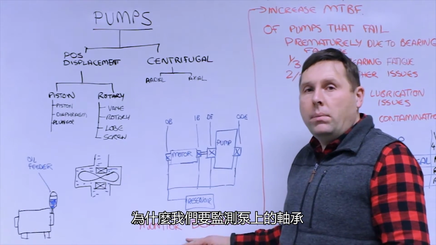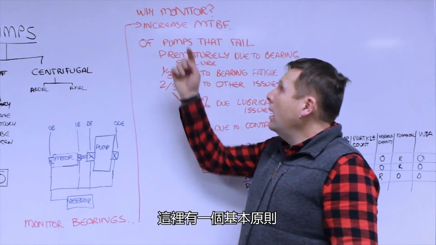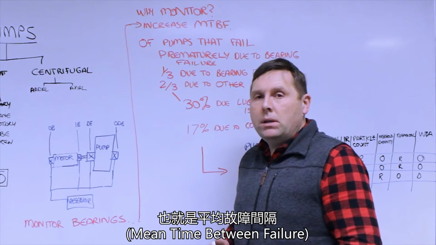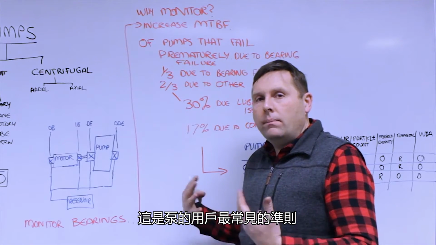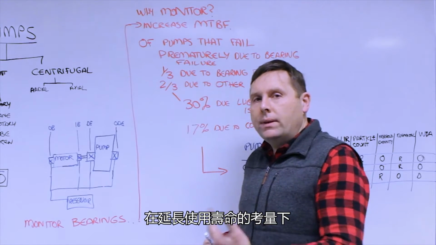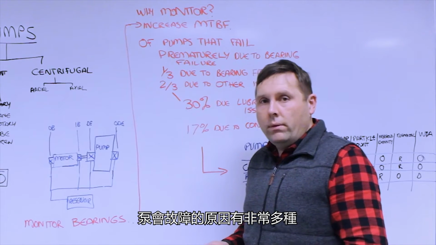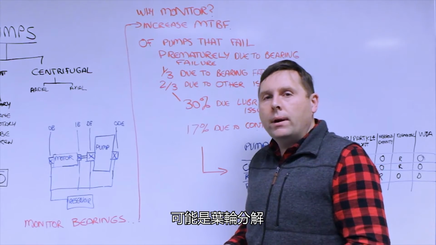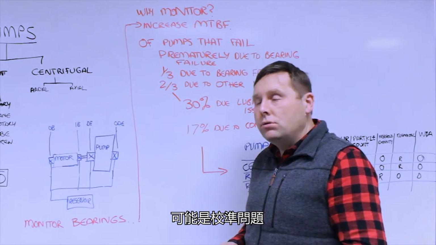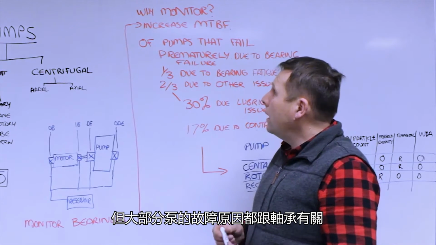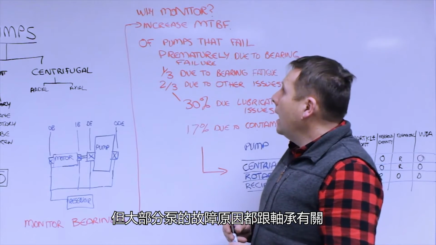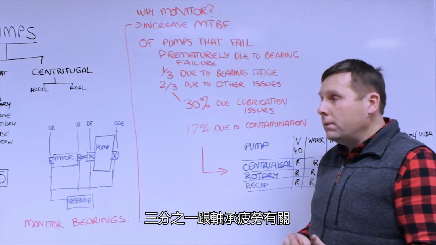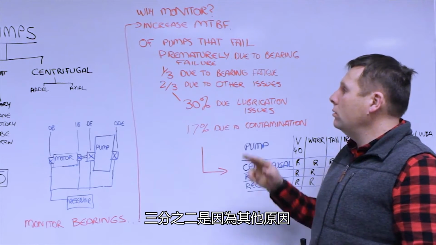So what are we looking for? Why do we monitor the bearings on pumps? Well, there's a major reason. The goal of monitoring pumps is to increase the MTBF, or mean time between failure. That is the most common metric that pump owners care about in terms of extending life. Pumps can fail for a variety of reasons. They can fail through vibration, due to the impeller breaking down, or due to alignment issues. However, of the pumps that fail prematurely due to bearing failure, 1/3 is due to bearing fatigue, and 2/3 of those failures are due to other issues.